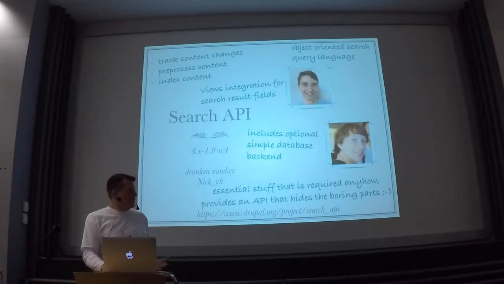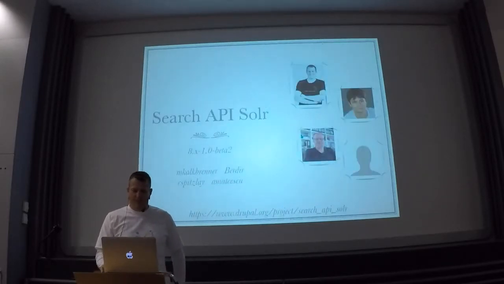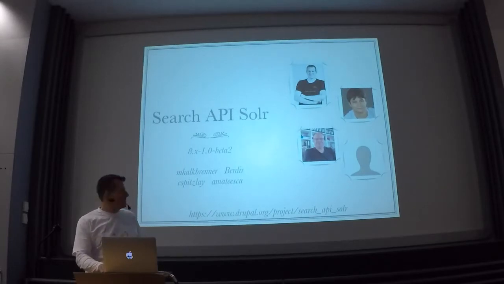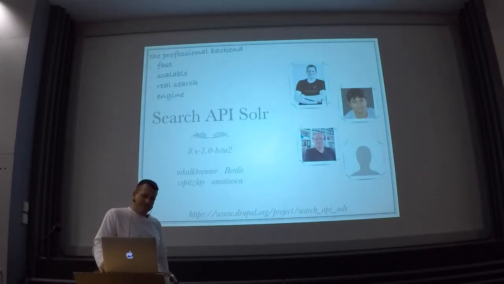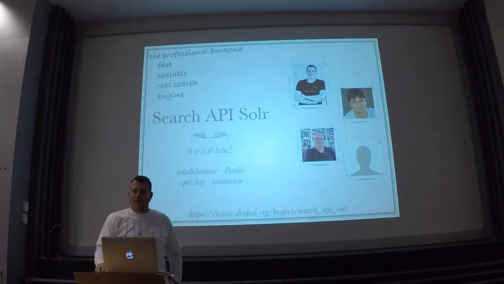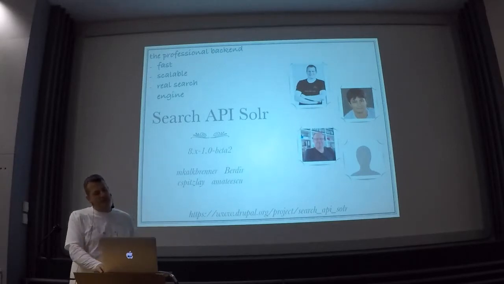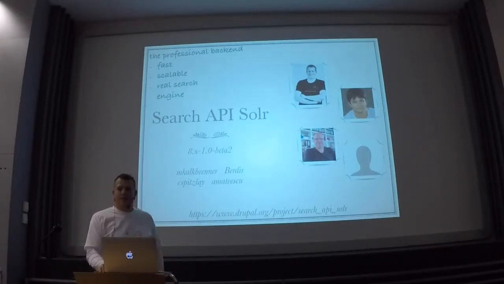And for the rest of the family, it basically provides all the stuff and the API to implement more powerful things. Another backend is the Solr server, maintained by myself, Christian, Sascha from Switzerland, and originally ported to Drupal 8 by Amatesco. Even if I am the maintainer, I can consider it to be the professional backend for Search API, because it's faster than the database, it's scalable, and at the end it's a real search engine that comes with a set of additional features which aren't available in the database backend.